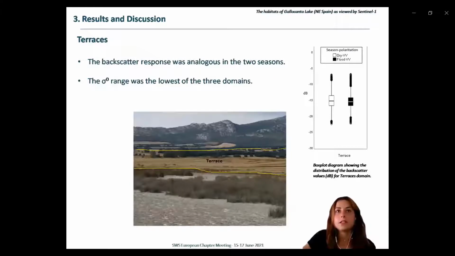Terrace domain. The backscatter response was analogous in the two seasons. The backscatter range was the lowest of the three domains.